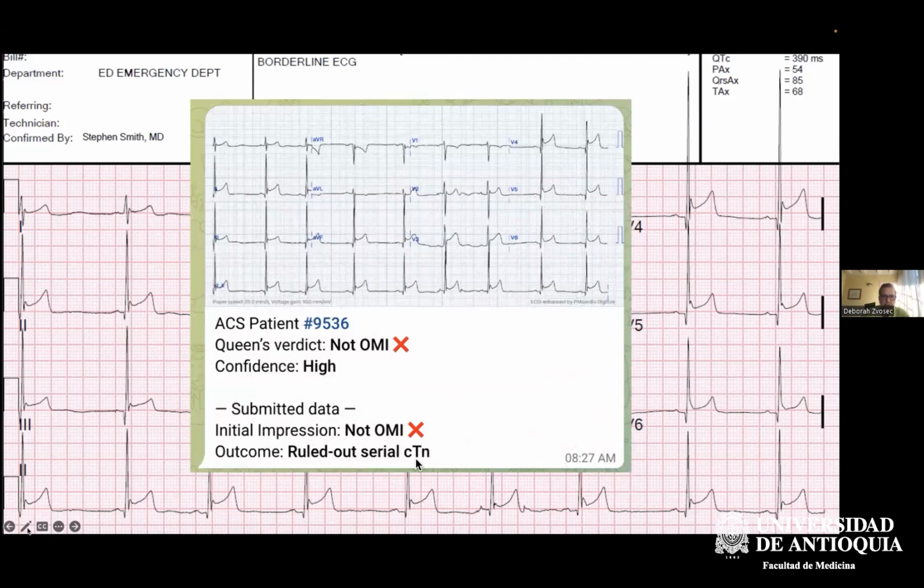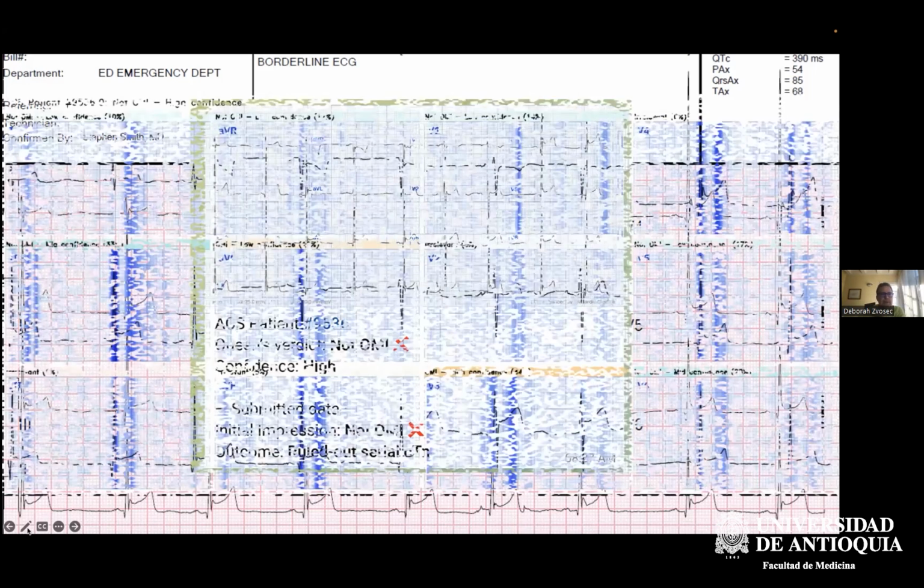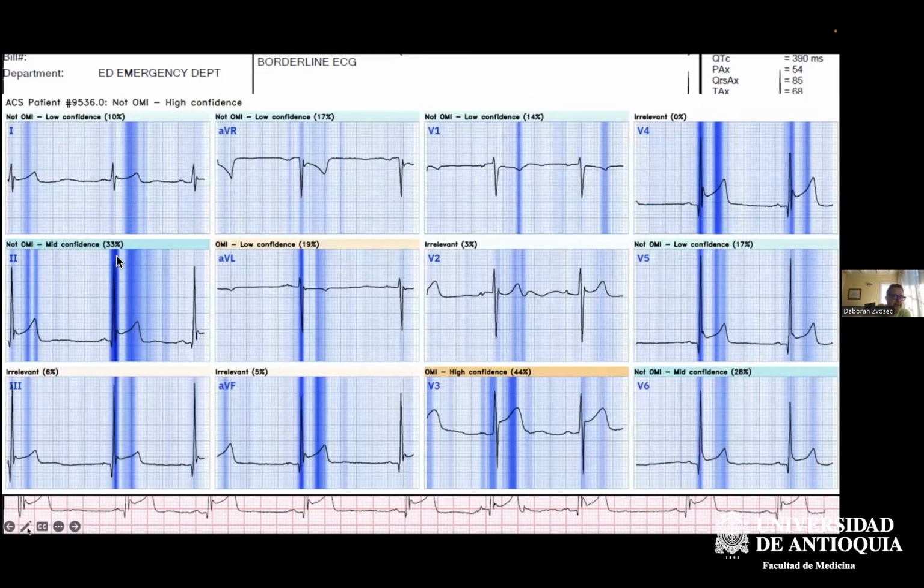And this patient ruled out by serial troponins. And you can see in the explainability map, she sees lots of R wave amplitude. She looks not just at ST elevation, she looks at the R wave, the Q wave, she looks at the T wave, she looks at everything.